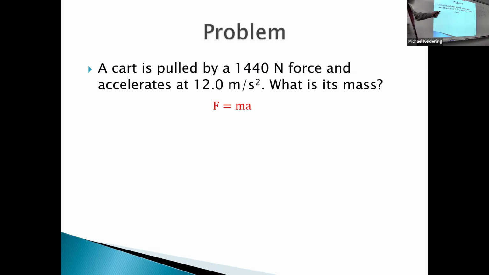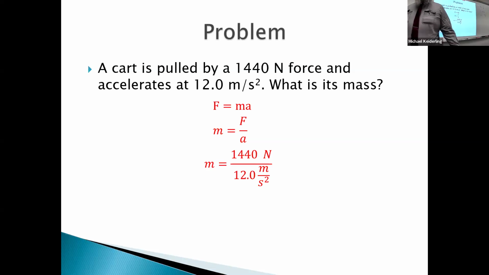So force is mass times acceleration. Therefore, you can divide both sides by acceleration. Mass is force over acceleration. So mass is 1,440 newtons divided by 12 meters per second squared, which is 120 kilograms.